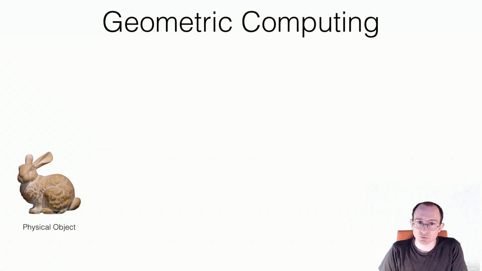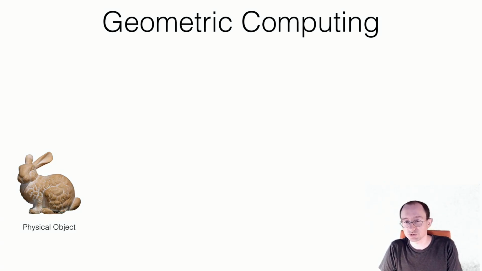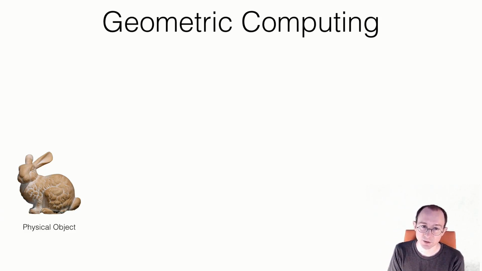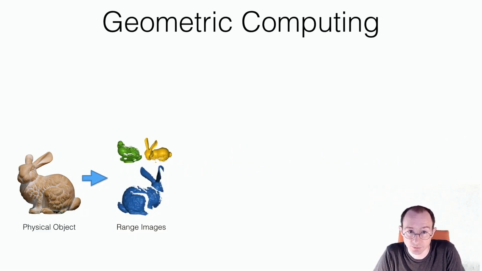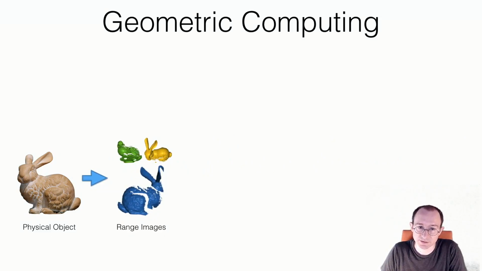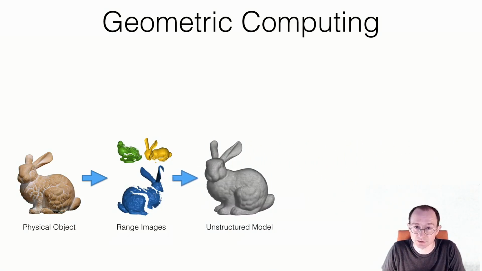I just would like to go through many of the common steps in a geometric computing pipeline. Usually you don't consider all of them at once, but let's say that we start from a physical object, and one important task is converting it into a usable model. By using a 3D scanner, you can convert it into a collection of range images. Every range image is just an image where every pixel does not have a color, but has a depth instead. When you have multiple range images, you can combine them into a single model.